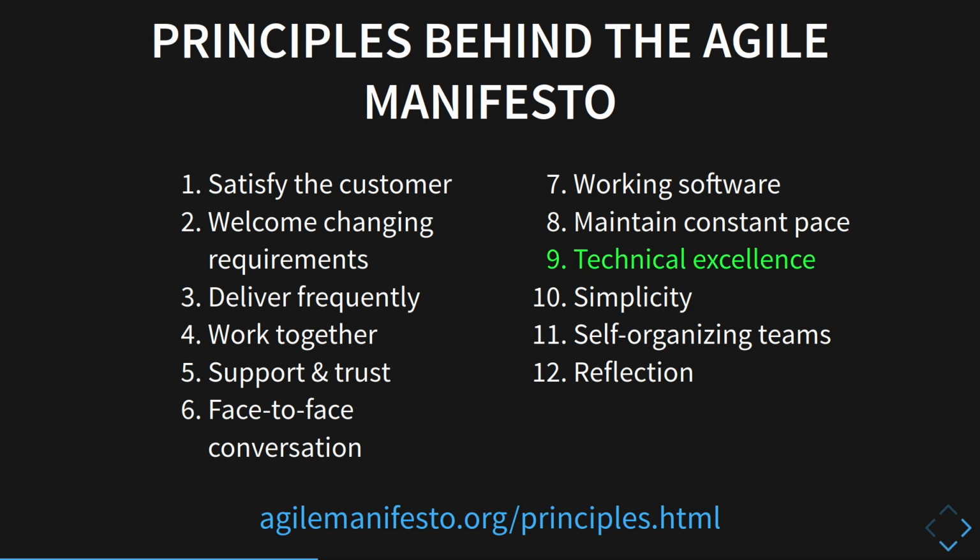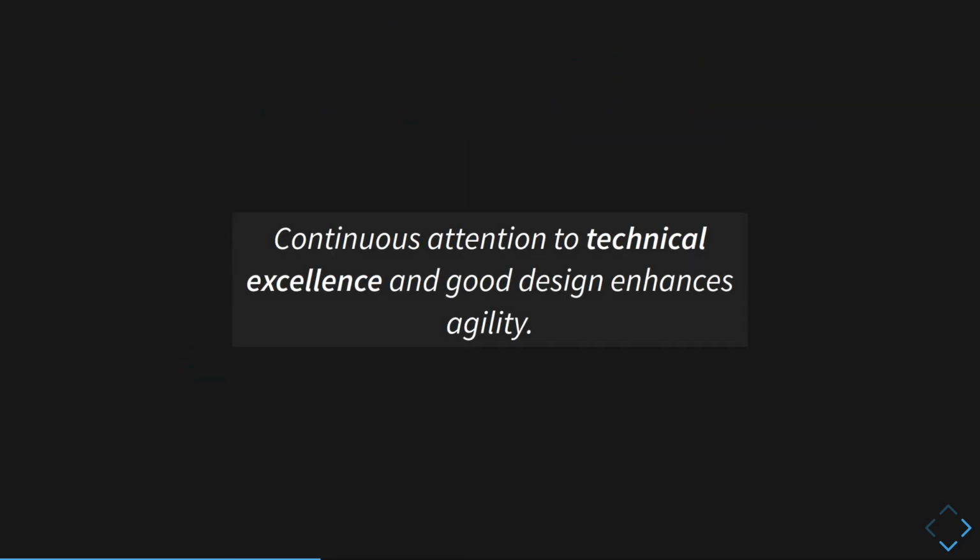But most importantly, I think, when it comes to architecture, is the principle about technical excellence. And I actually have it here in a larger form. Continuous attention to technical excellence and good design enhances agility. In other words, we need architecture and we need to think about how we are going to design our systems so that we are able to maintain them without it becoming more and more difficult. And that will actually keep us agile. Because how can we respond to change and how can we respond to business requirements if we have a big legacy project?